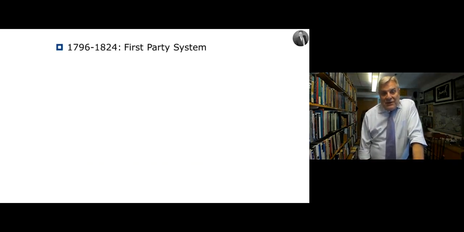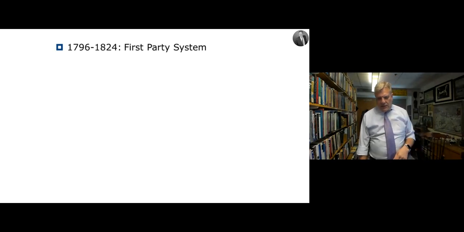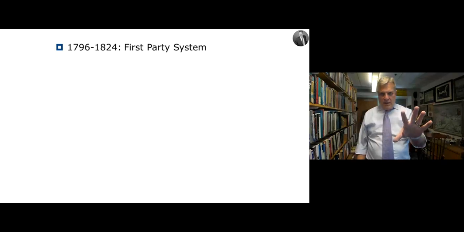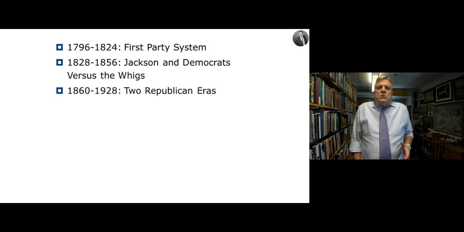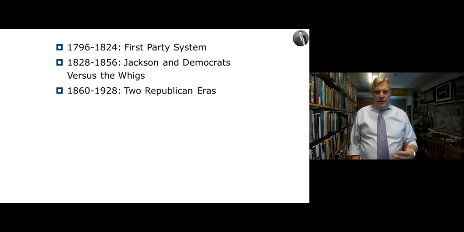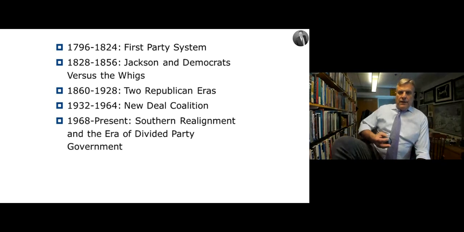Let's turn next to the actual institutions. How are we going to think about it? In American history, we have had five party periods. The first one ends in 1828 with the emergence of the Jacksonian wing and the Democrats. Then you have two Republican eras in the next party period that end in 1928. A New Deal coalition emerges and is solid until about 1964.